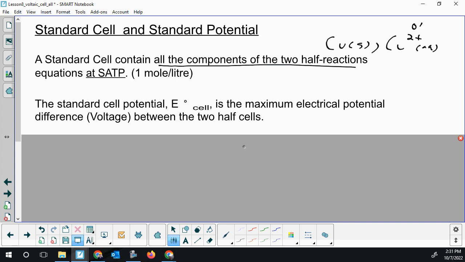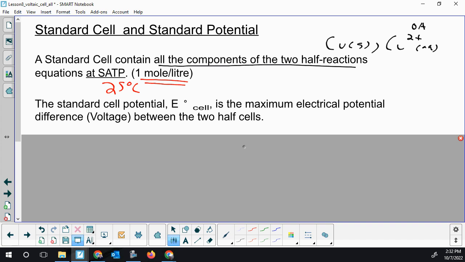The other big part of standard cells is standard ambient temperature and conditions, 1 mole per liter, and this would be 25 degrees Celsius. When you're in a lab, it's often very close to 25. We can easily use 1 mole per liter concentrations, and we just have to make sure we put in all the chemicals on both sides, and we have these standard cells.